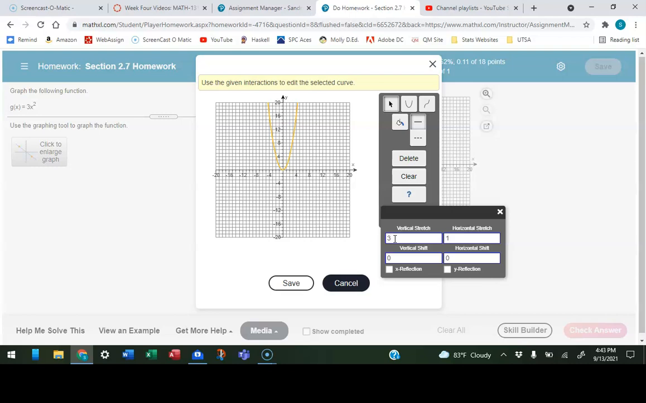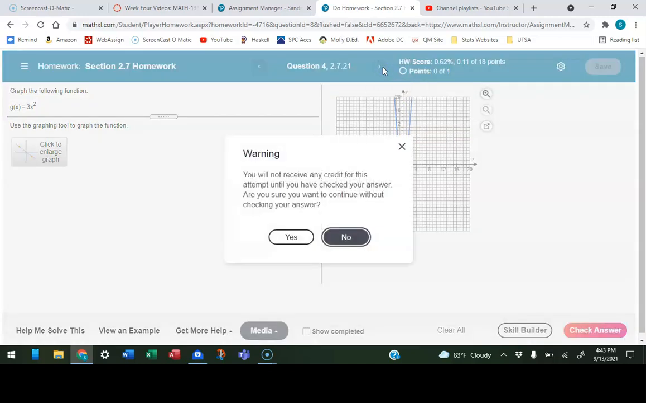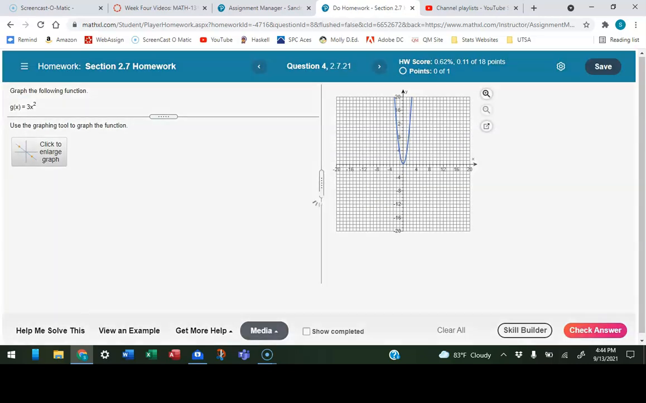Watch what happens to the original function. It's going to get taller and skinnier. So hit enter, and look, it gets taller and skinnier. Hit save, and there you go. I'm not going to check it because I want to keep going.